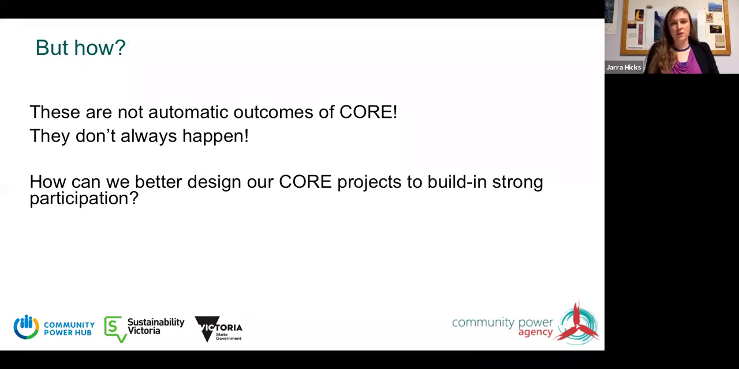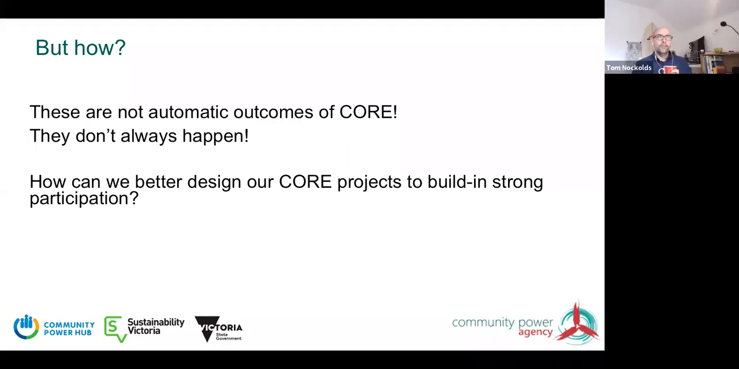But it's not always obvious how to deliver participation. It's something that we often strive for, but in the midst of everything else that's going on, it can sometimes be forgotten, and it's not automatic. We have to be conscious about how we build participation in, and we need to give it the attention that we give to the technical aspect, for example.